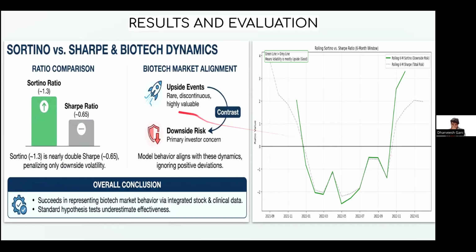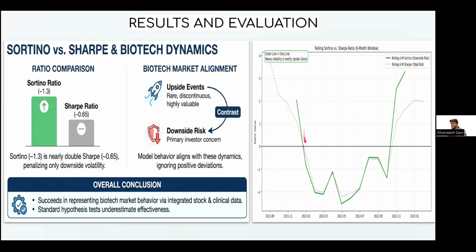From here, it is very clear that the Sortino ratio is double the Sharpe ratio, which is very well what we needed to show that the model works in this setting that we performed. The Sortino ratio was around 1.3 and the Sharpe ratio was 0.65. From these, and from this rolling Sortino versus Sharpe ratio graph, we can infer that during the evaluation, we created this plot.